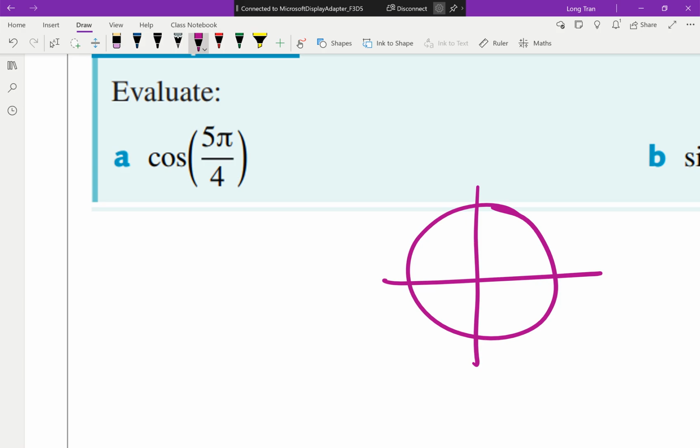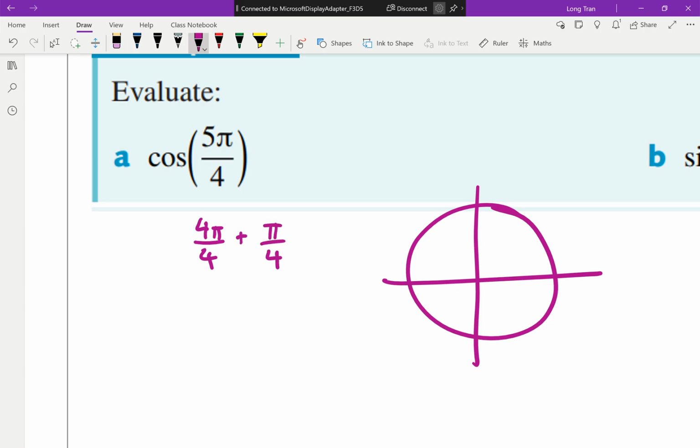Now 5 pi on 4, in terms of fractions, 5 over 4. Is it bigger than one whole or is it smaller than one whole? Bigger. Bigger by how much? Pi on 4. By a quarter. Yeah, 5 over 4 is one whole plus an extra quarter. So I'm going to write that down. This 5 on 4 is the same thing as saying 4 out of 4, so that's one whole, plus an extra 1 pi on 4.